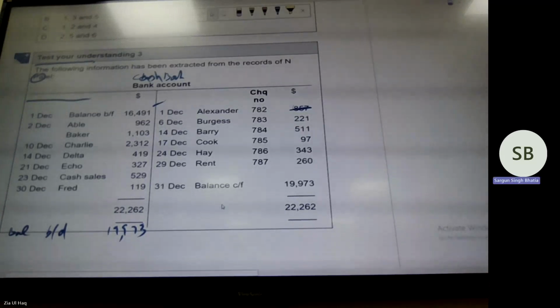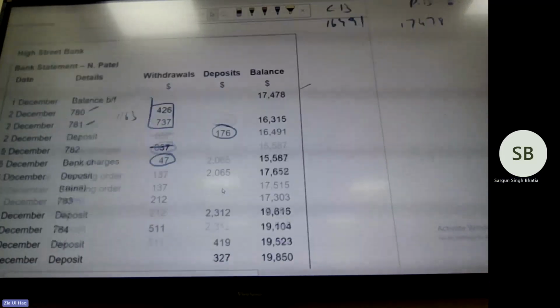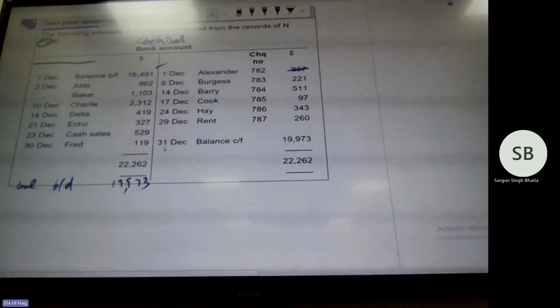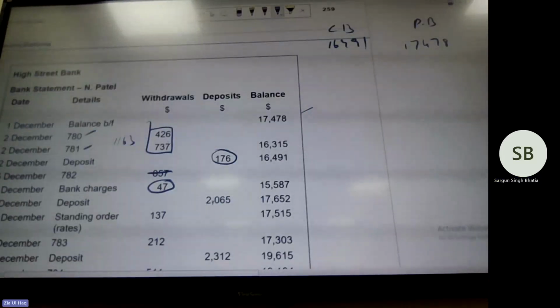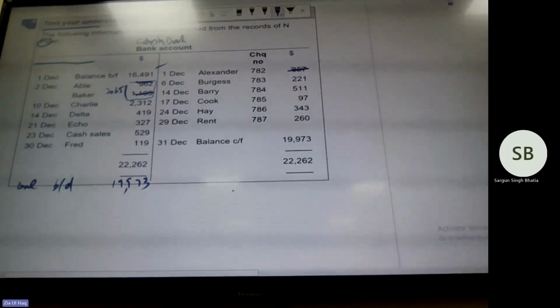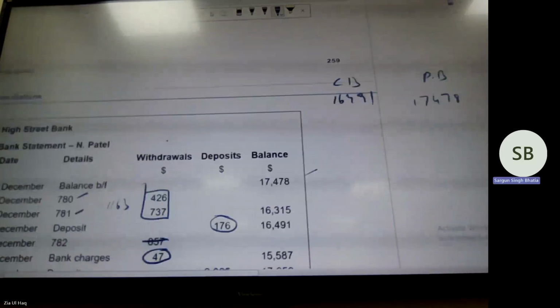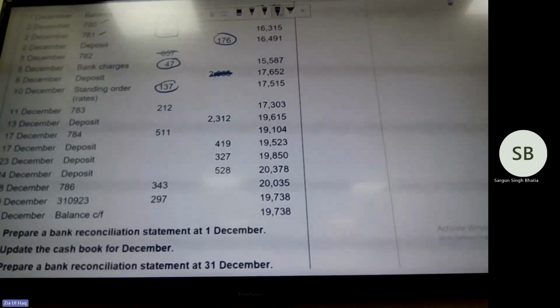2065. What's the date of the 2065 deposit? It's 6th December. If you add both of these, is that 2065? Yes. So yes, sir, these two tally with this deposit of 2065. Then standing order 137 withdrawal on the credit side. Is it there, 137? No, sir. So this is the difference.